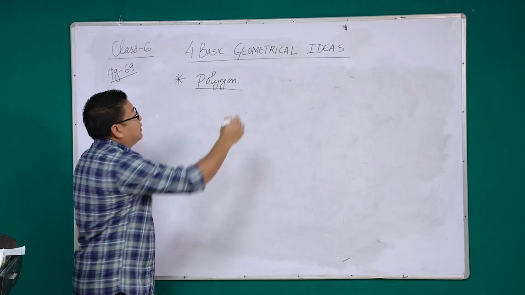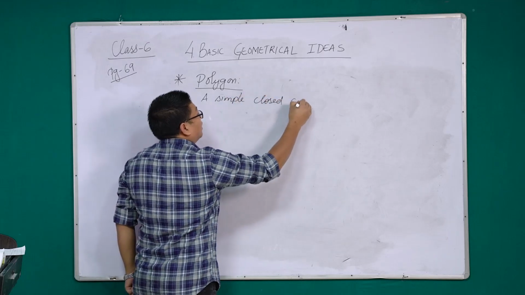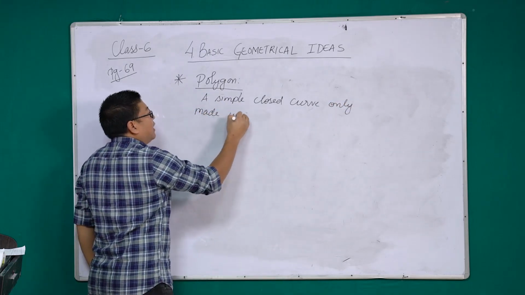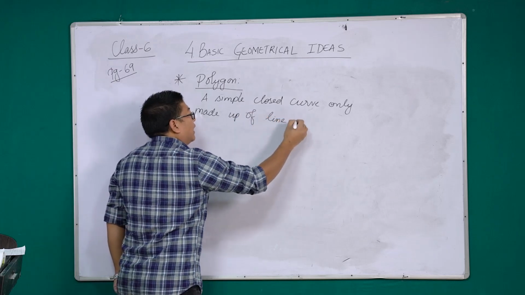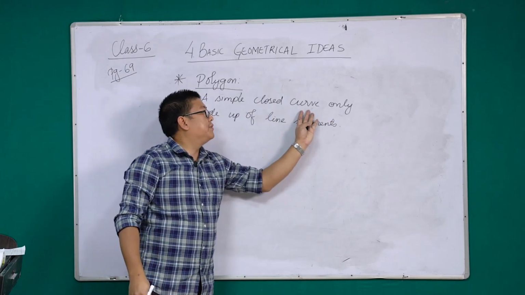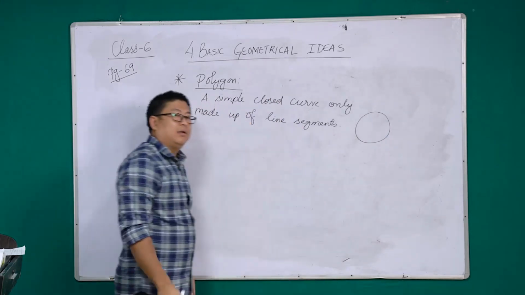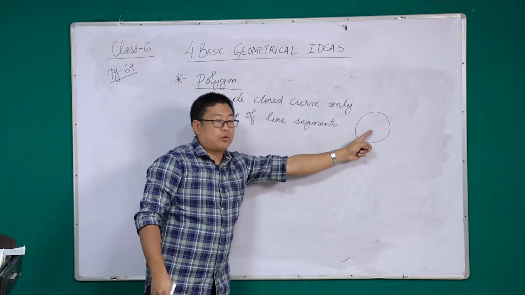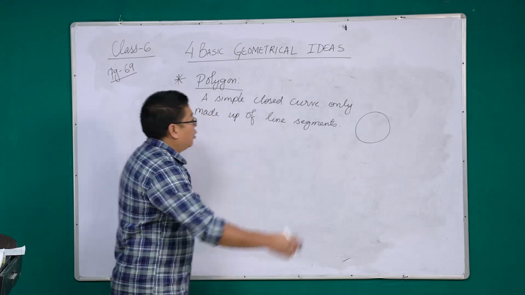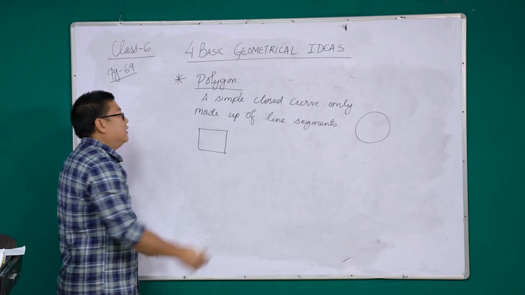Now, polygon, its definition is a simple closed curve only made up of line segments. Now we have learned about closed curves, we have learned about line segments. So this means if you draw a circle, this is not a polygon because even though it is a closed curve, it is not made up of lines. This circle is not a straight line, right? So any closed curve made up of only line segments is called a polygon.